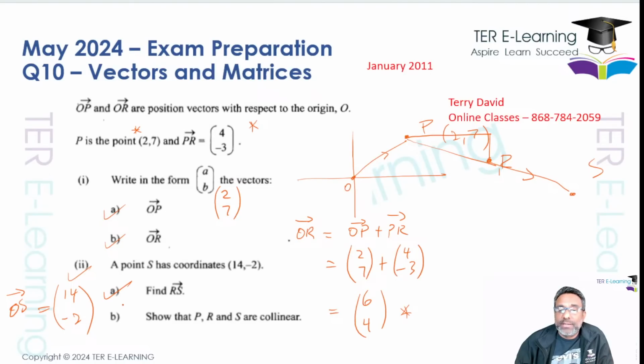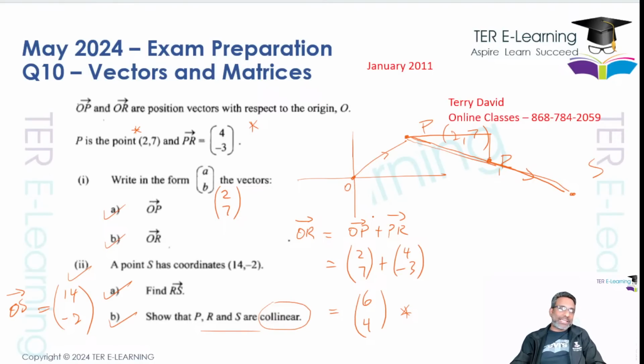So that takes care of this. And the next thing here, they want to show that P, R, and S are collinear. I remember in Form 5 seeing this word and I really had no clue what they were talking about. But what they mean is that whenever things are collinear, it means that they all lie on the same straight line. Based on the diagram that we have here, we have P, R, and S, all of them lying on the same straight line. A lot of students are not sure how to answer this particular question.